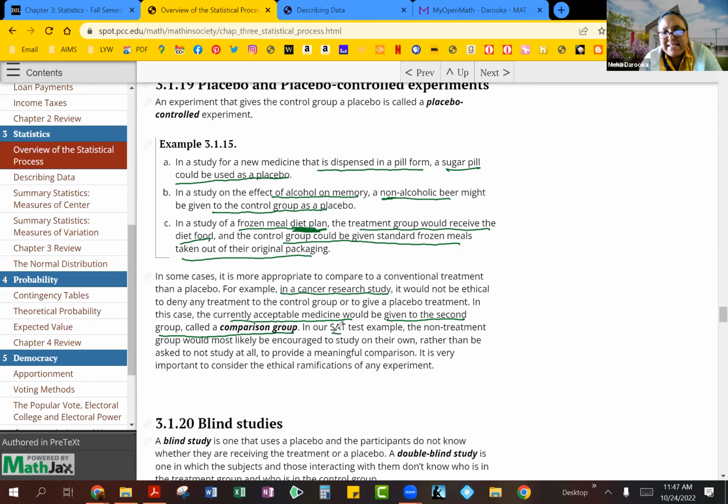For the SAT test example, they're saying the non-treatment group would most likely be encouraged to study on their own rather than asked to not study at all.